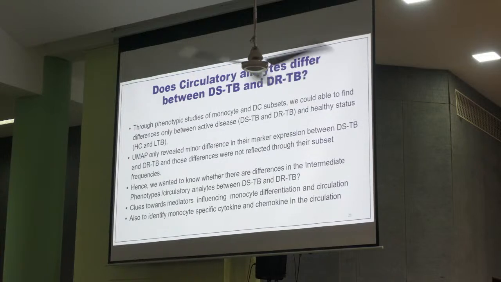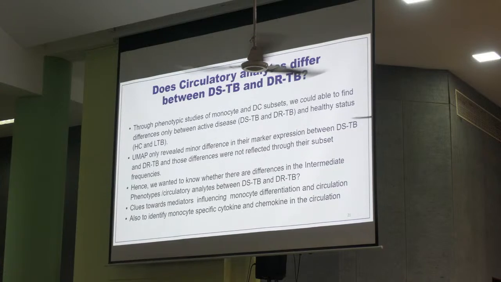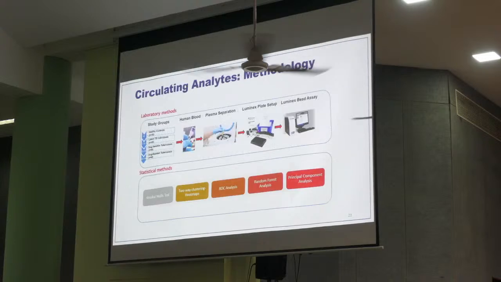So basically we want to see whether, because in the phenotypic study we couldn't see why there is a difference between DS and DR, which is very trivial. So we want to know whether monocyte differentiation or circulation is being indirectly influenced by cytokines and chemokines in circulation. For this, it is a very simple method.